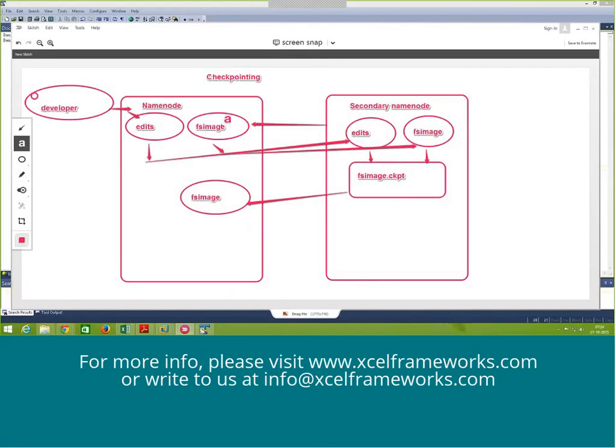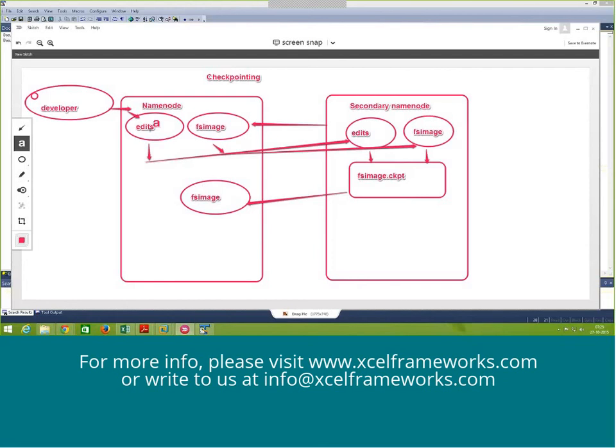Say, for example, if this is about 100 MB and in the last 1 hour you have written some data and your metadata has increased by about 50 MB, you will now have a 150 MB file. So this is rolled into an FS image file.